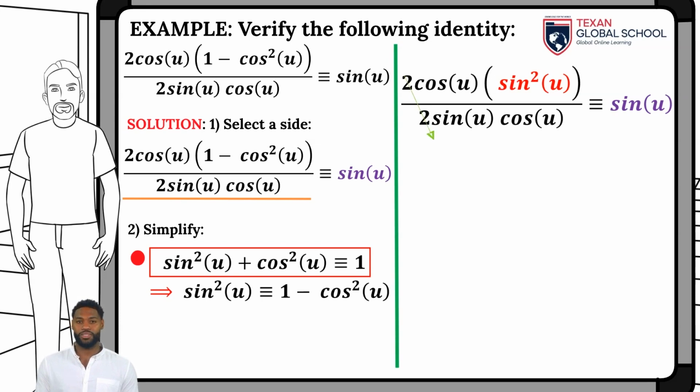2 divided by 2 is 1. Cosine divided by cosine is also 1. And sine squared over the sine is the sine of u. Therefore, the identity is verified since sine of u is identical to sine of u.